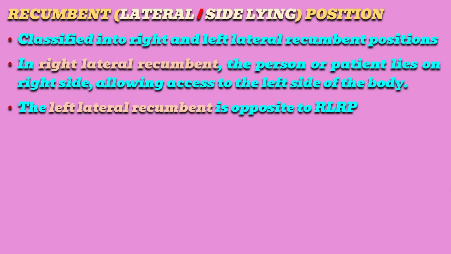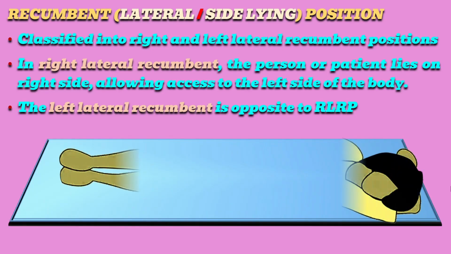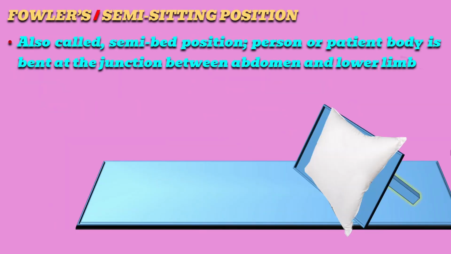Coming to the recumbent or lateral or side-lying position. This position is further classified into right and left lateral recumbent positions. In the right lateral recumbent position, the person or patient lies on the right side, allowing access to the left side of the body. The left lateral recumbent position is opposite to the right lateral recumbent position.